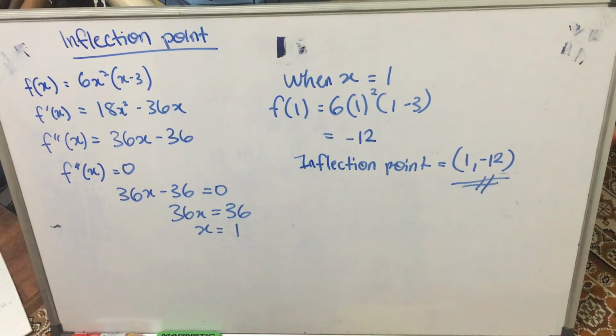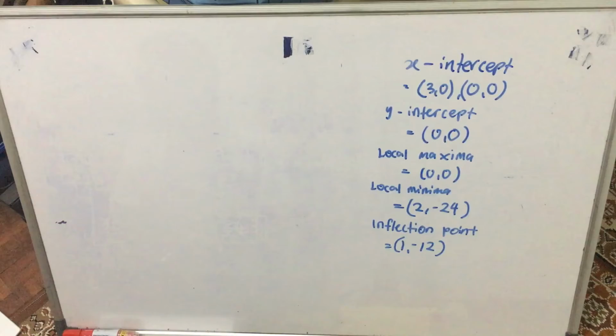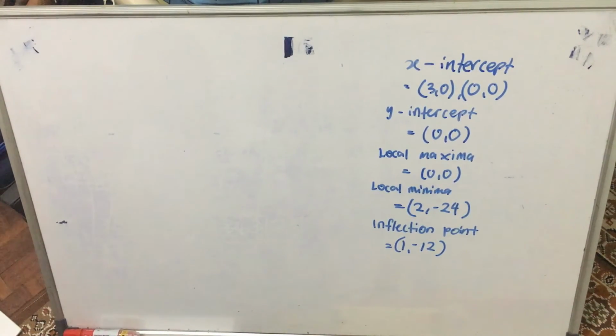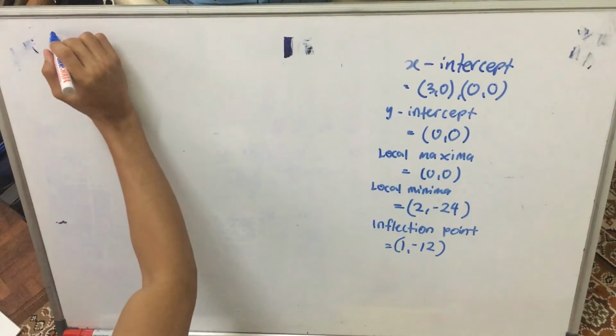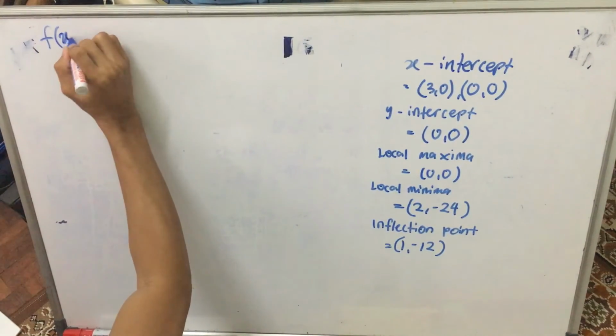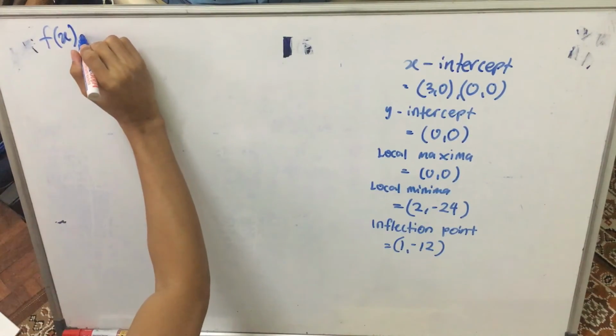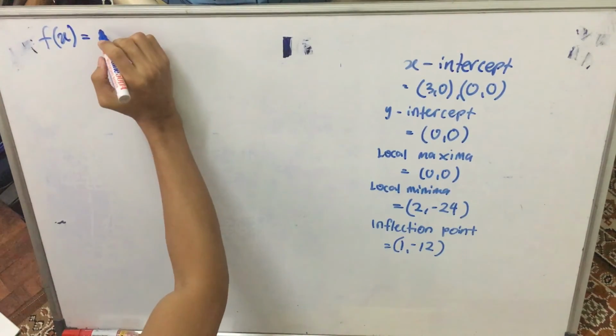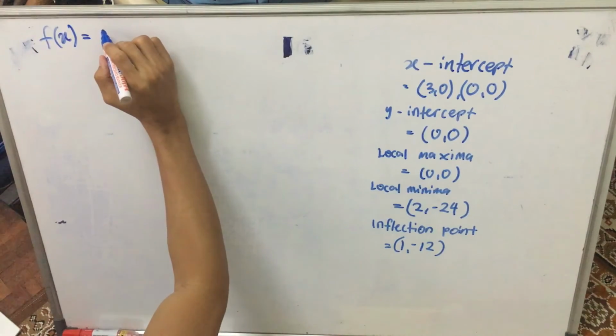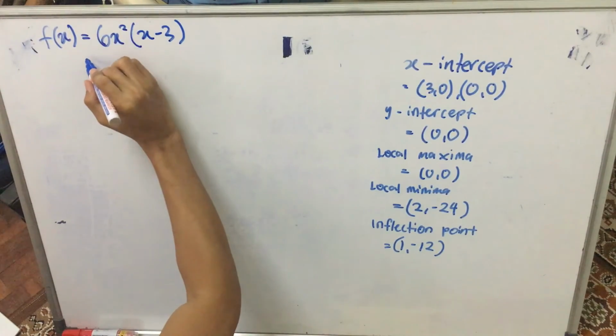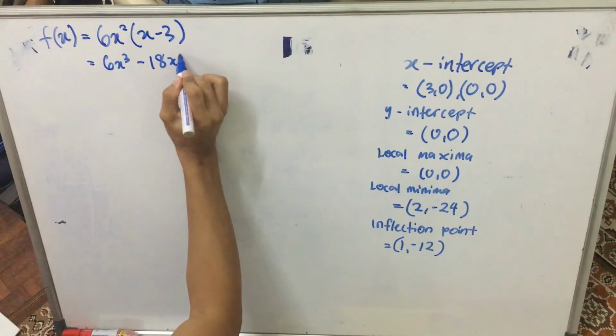And now you'll be able to sketch the graph. Since the equation that we have is an odd degree, the end behavior will go in opposite directions. It can either go down and then up for a positive leading coefficient, or go up and then down for a negative leading coefficient. So the function we have here is positive with an odd degree, and it will be like this.